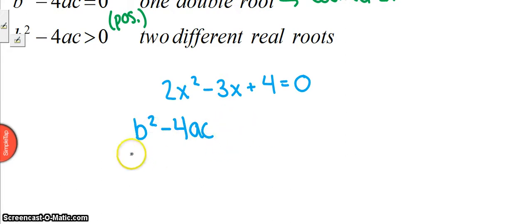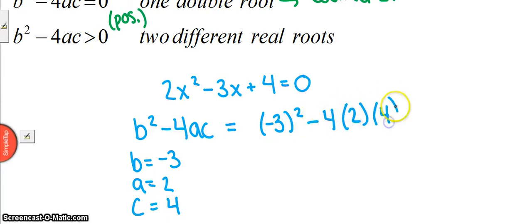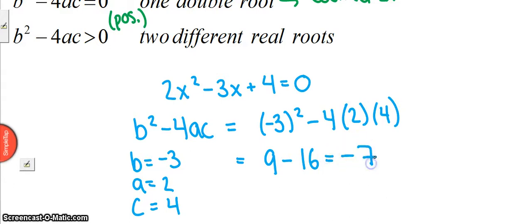Okay, so we need to know what our a, b, and c are, but I'm just doing it in the order of our equation. Our b in this case is -3, our a is 2, and our c is 4. So we can plug those in the discriminant, we get negative 3 squared minus 4 times our a times our c, which if we simplify that, we get 9 minus, well, 4 times 2 is 8, times 4 is 32, which is just equal to negative 23.